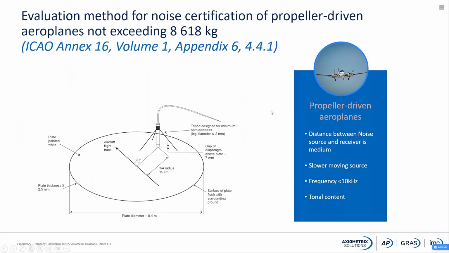Then if we go into the next part, this is for the propeller-driven airplanes. This is the next part of the Annex 16, the FAA, Annex 16, Volume 1, Appendix 6. This is describing what they called an upside-down configuration of the microphone. And as you can see, we had a little bit different characteristics of the noise from the propeller-driven aircrafts. We were introducing some tonal content.